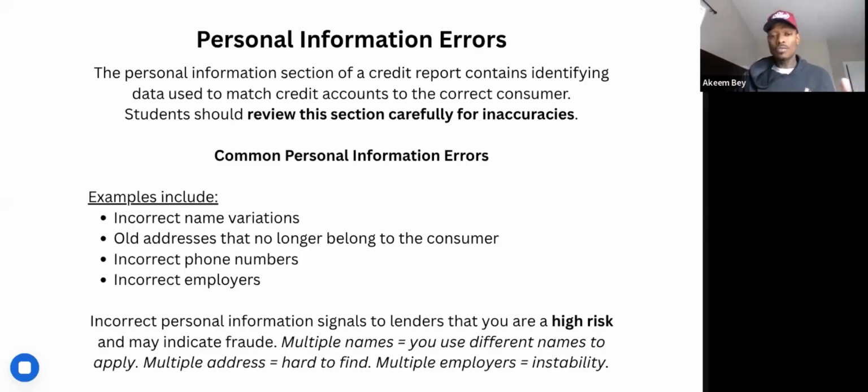And incorrect personal information, the reason why we want to fix this is because it signals to lenders that you are high risk, right? And you may indicate fraud. So multiple names looks like you use different names when you apply. Multiple addresses means it's probably going to be hard for a lender to find you if you do default. And then multiple employers signify instability in income.